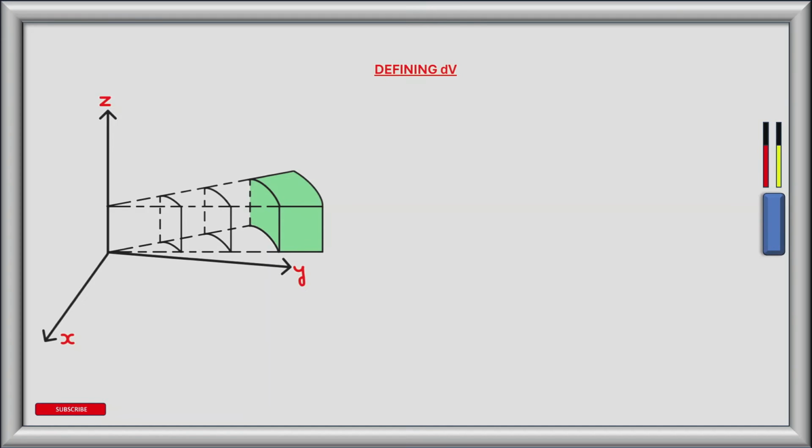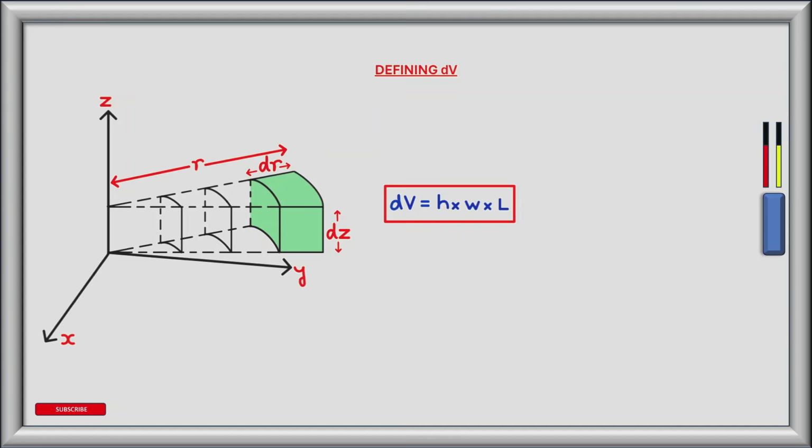We can think of this as a tiny rectangular box where the volume is given by the height multiplied by the width multiplied by the length. So let's apply this to the green shaded region. We can see that the height is along the z-axis, and it's an infinitesimally small piece of z represented by dz. The width of the box lies along the radial distance r and is an infinitesimally small piece of r represented by dr. And the length lies along the arc of the circle and is infinitesimally small.